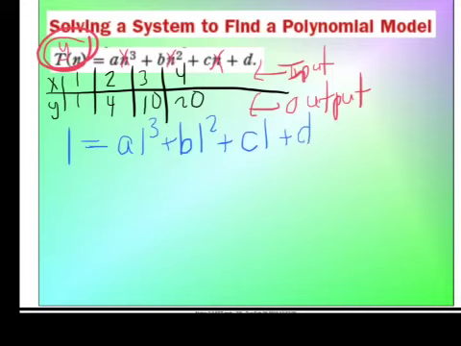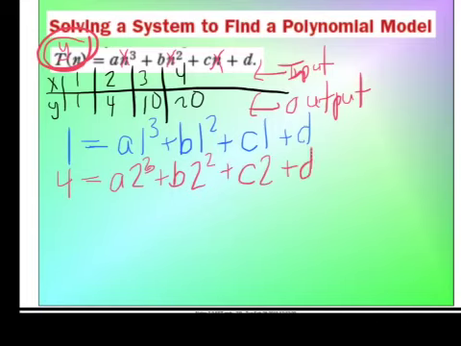And then you do this again. You're going to do it for the next ordered pair. In this second ordered pair, the answer is 4 this time. So 4 when the input is 2. So you put 2 in for n, or in this case the x. So you'd have a 2 cubed, actually, plus b 2 squared plus c times 2 plus d.